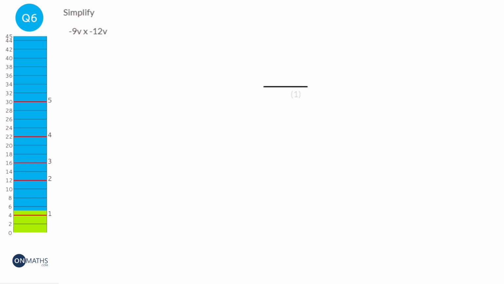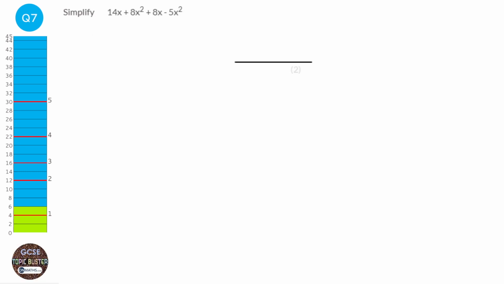Whenever we multiply two negatives, we always get a positive, so we know our answer will be positive. We're going to do 9 times 12, which is going to be 108, and v times v, which is going to be v squared. When collecting terms, you've got to make sure you're collecting like terms.